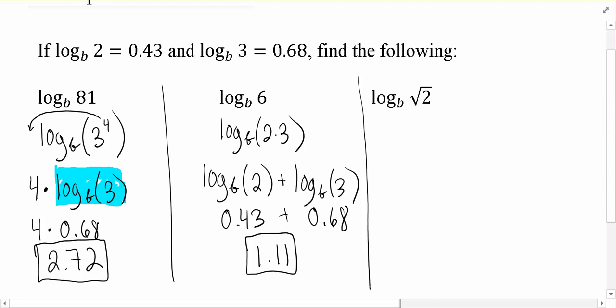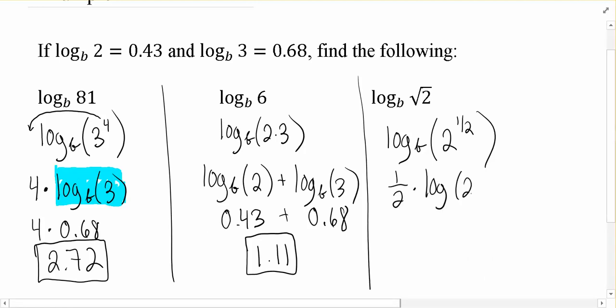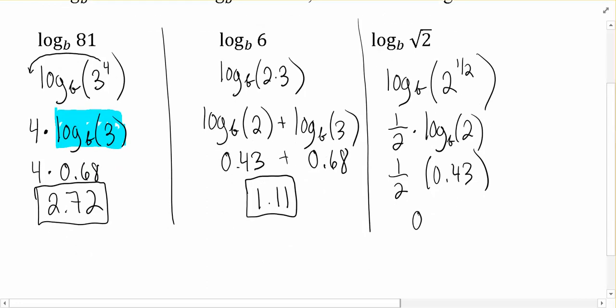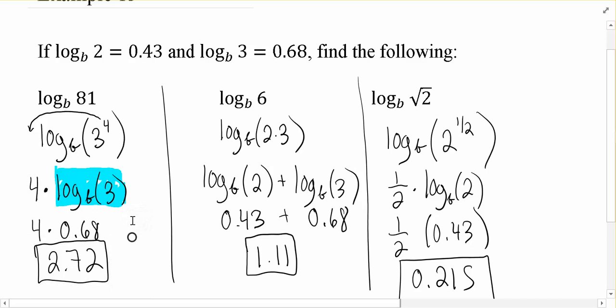Now for this last one, there's a 2 involved, but there's also a square root. But if we go back, I talked about this for advice earlier. Anytime we have a radical, try to rewrite that radical as a power. Since this whole logarithm business is all about undoing powers, it makes sense to rewrite that square root as the 1/2 power. Now we can use that power rule to bring that 1/2 out in front. And then we can do the substitution that log base b of 2 was 0.43, half of which is 0.215. And so that's the answer for log base b of square root 2, given those initial values that we have.